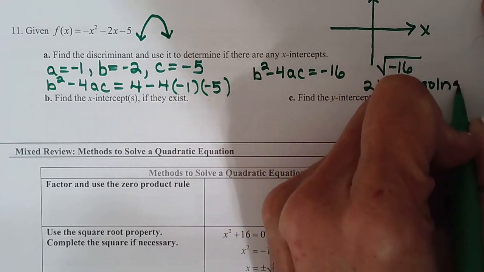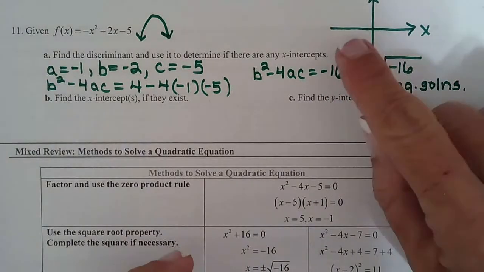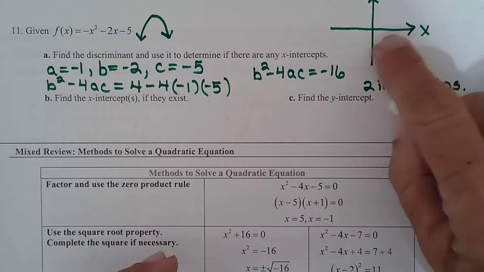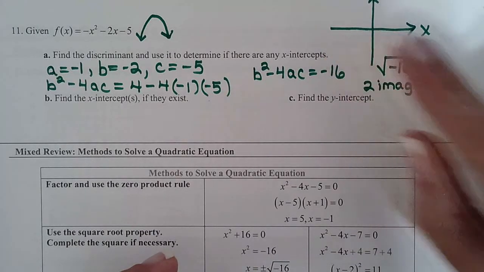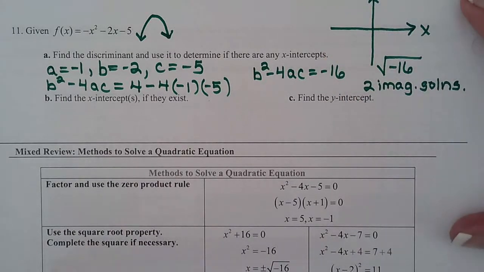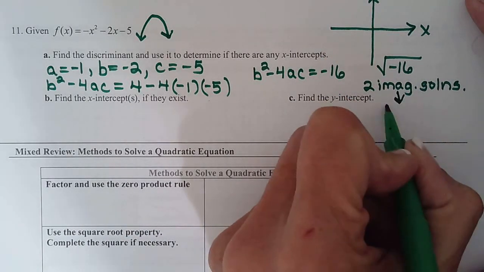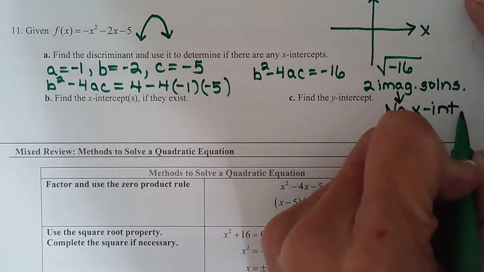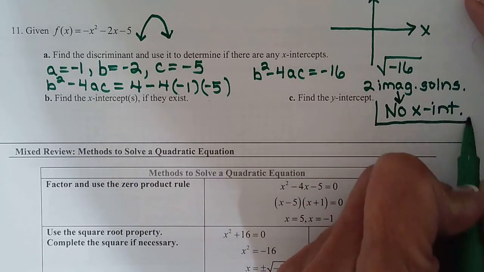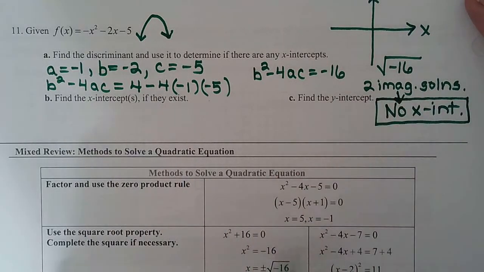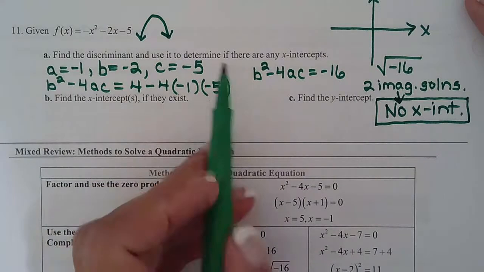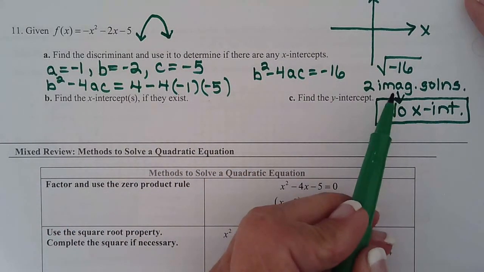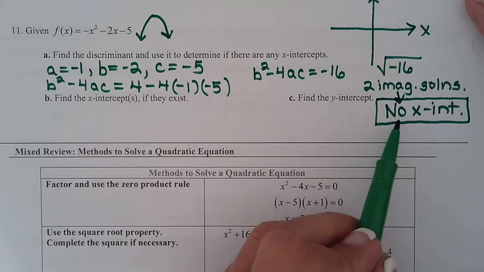Now we've got to think what that means on the graph. Can I find 2 imaginary numbers up here on the x-axis? No, this is the real number line. It does not contain any imaginary solutions. So what that tells me is there are no x-intercepts. Imaginary numbers aren't on the x-axis. That's why we say no x-intercepts.